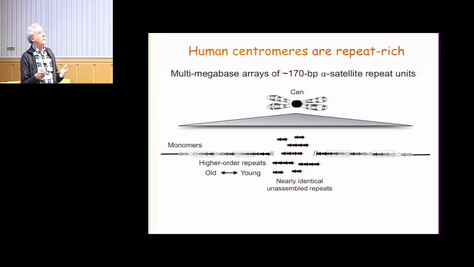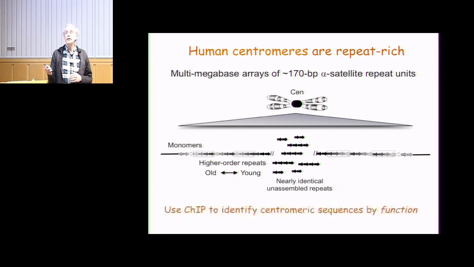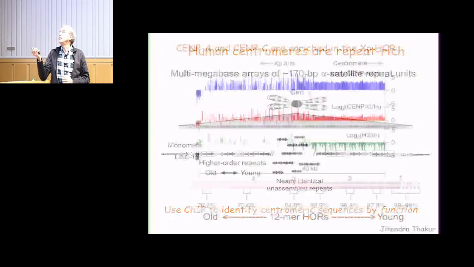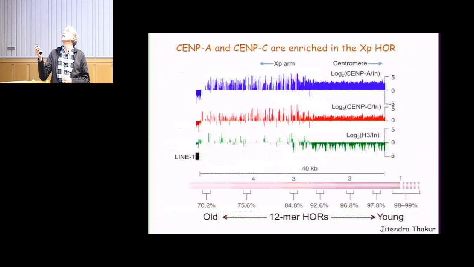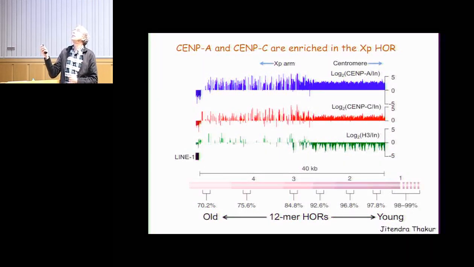So we thought, maybe there's another way that we can get at the human centromeres, and that is to use chromatin IP to identify the centromeric sequence by function. We basically pull it down, and now we've got a bag of all these functional centromeric sequences, and we can see if we can make any sense out of it. That's the idea. How do we do that? We first of all do ChIP. This is work of Jitendra Thakur, a postdoc in the lab. We first pull down CENP-A and centromere protein C, another inner centromere protein, and we get the same result for both. And this is pretty much as we expected.